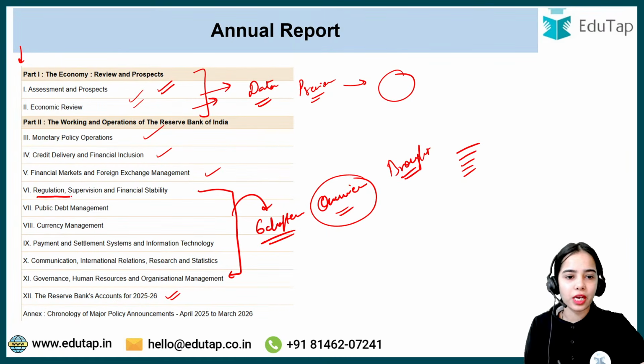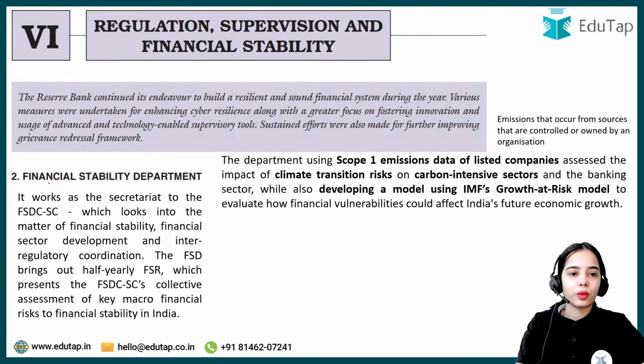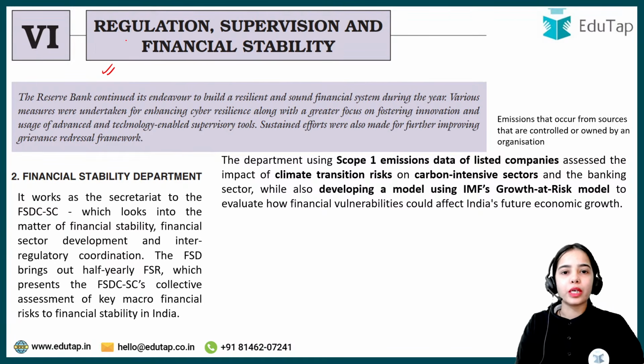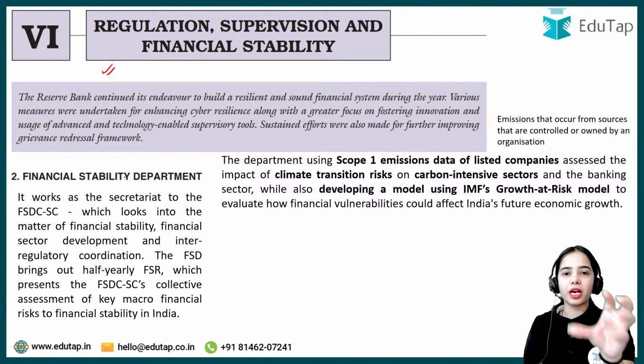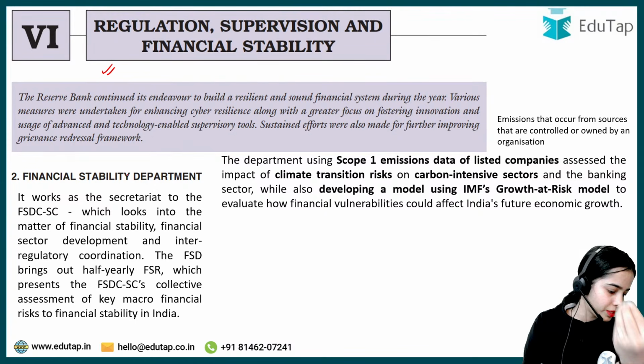So we are starting with chapter 6, that is regulation, supervision and financial stability. Now chapter 6 is all about regulation, supervision and financial stability. Here we will discuss the different departments of RBI and what initiatives and steps they have taken, and what you have to remember from the examination perspective.